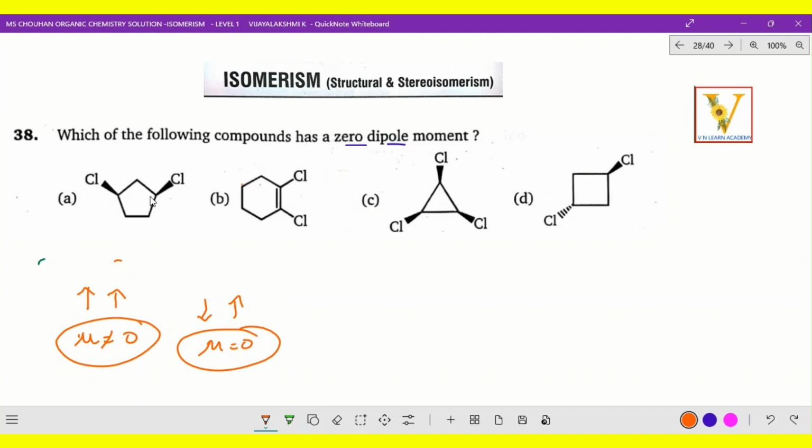See here, pentane they have given. So here both sides are in the wedge position, which means the arrow mark will be upwards only. It is just the same, right? So mu is not equal to 0. So this is mu not equal to 0.